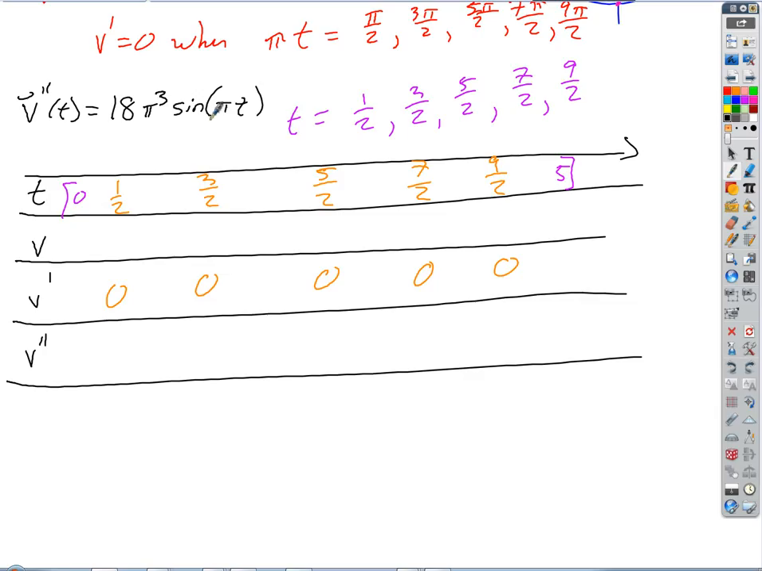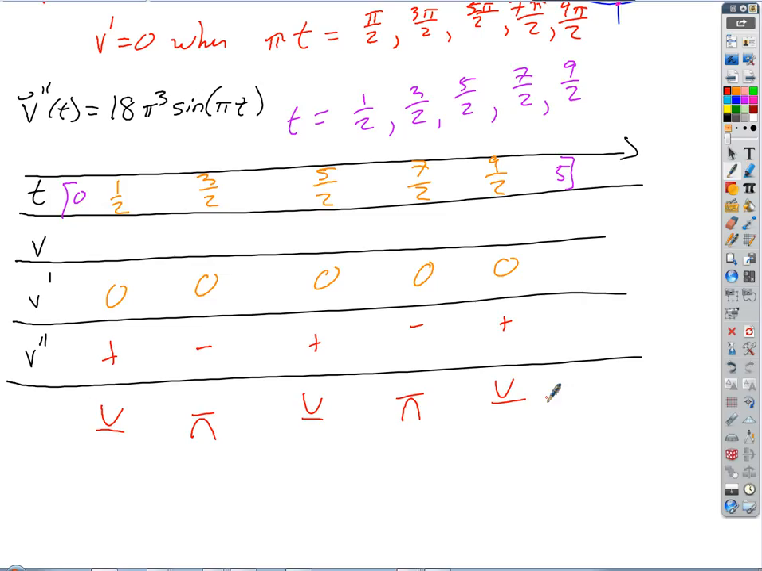So what's the sine of pi halves? Positive or negative? Positive. Sine of 3 halves pi? Negative. 5 halves? 7 halves? 9 halves? Positive. So then what's that telling us? That's telling us that this is a minimum, this is going to be a maximum, that's a minimum, that's a maximum, and that's a minimum.